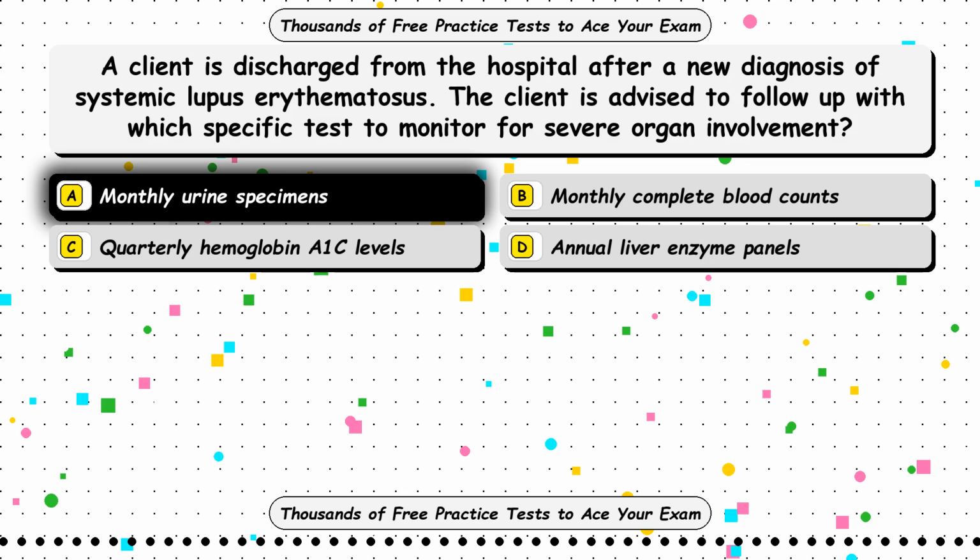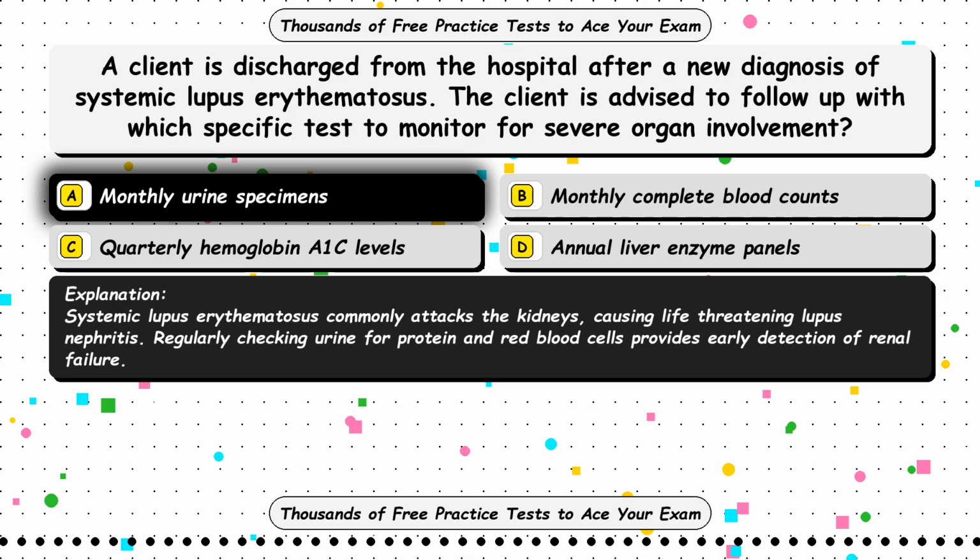The correct answer is option A, monthly urine specimens. Systemic lupus erythematosus commonly attacks the kidneys, causing life-threatening lupus nephritis. Regularly checking urine for protein and red blood cells provides early detection of renal failure.